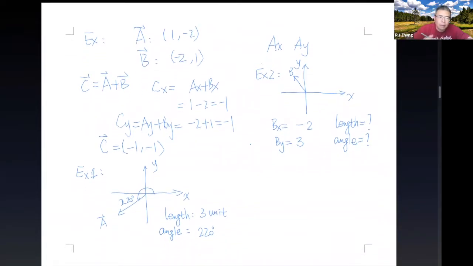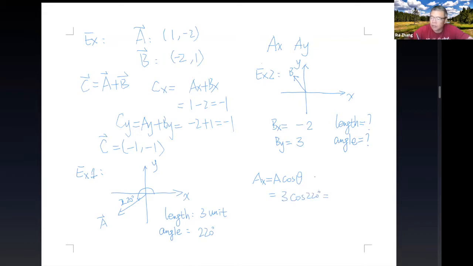So let's talk about these two, okay? First of all, this one here, okay? It gives you 3 units and 220 degrees. Well, there are two ways to do this. One way is to use the formulas we already derived. Just write Ax equals A times cosine theta. It's always the length times cosine of the angle. And then you should use the angle between this vector and the positive X direction. So you should have 3 cosine 220.